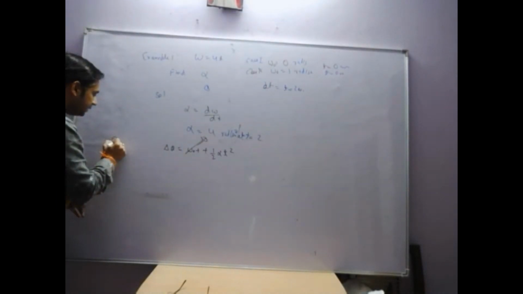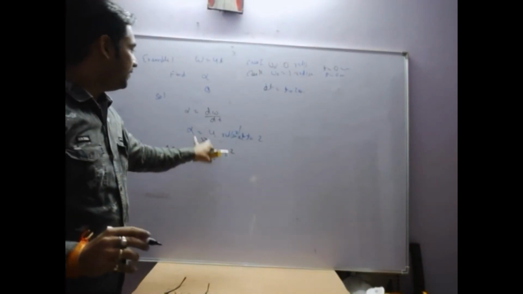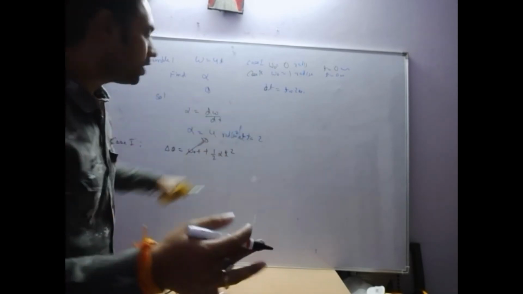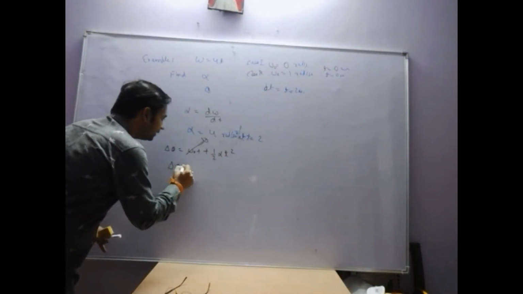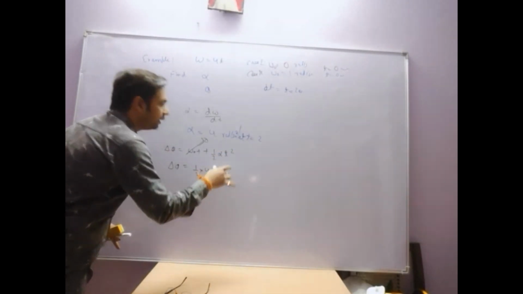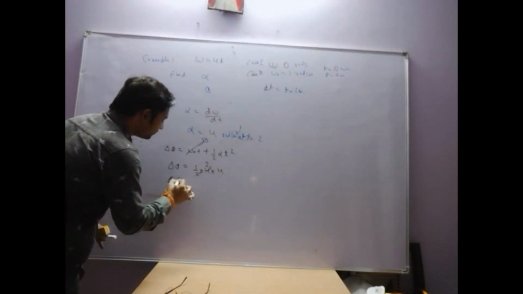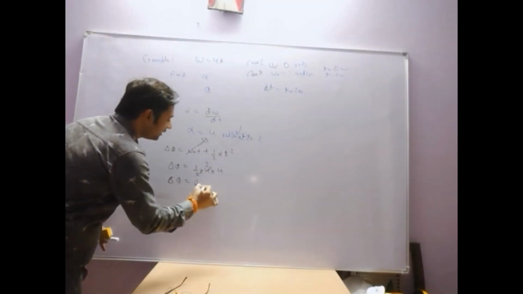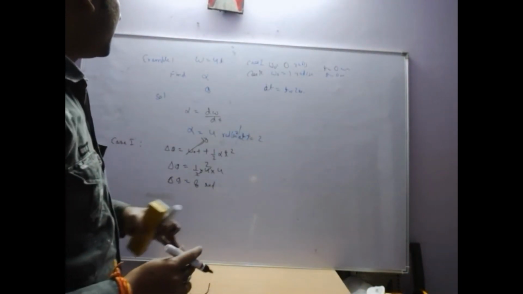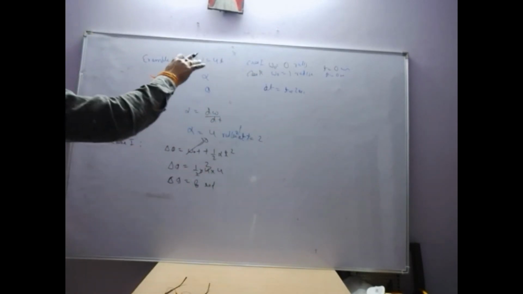Solution for case first: we know the value of alpha, and t is 2 seconds. So del theta is equal to half into 4 into 2 into 2, which is 4 into 2. Therefore del theta comes out to be 8 radian. Now for case second, omega naught is equal to 1.